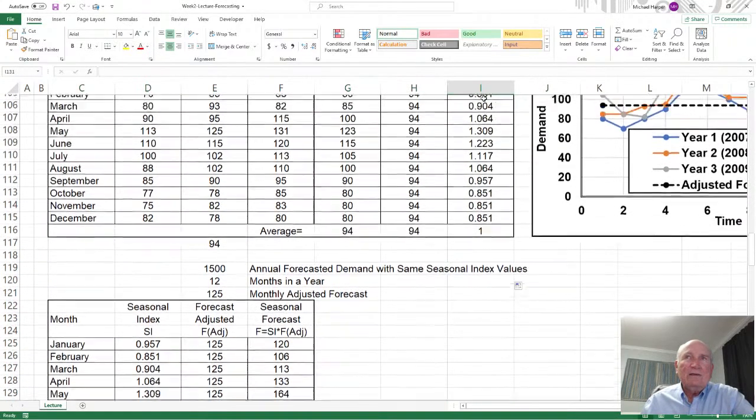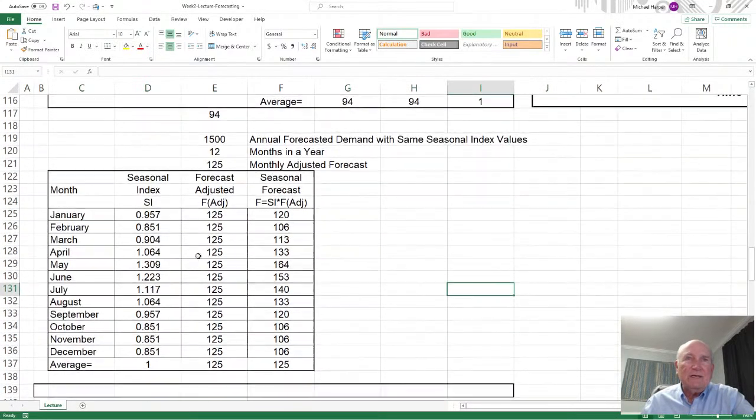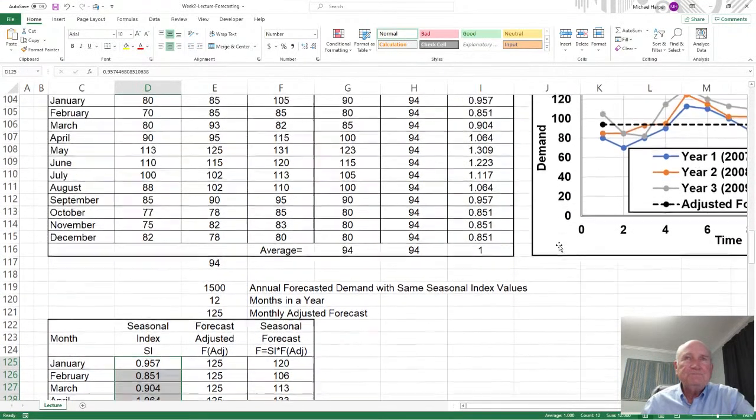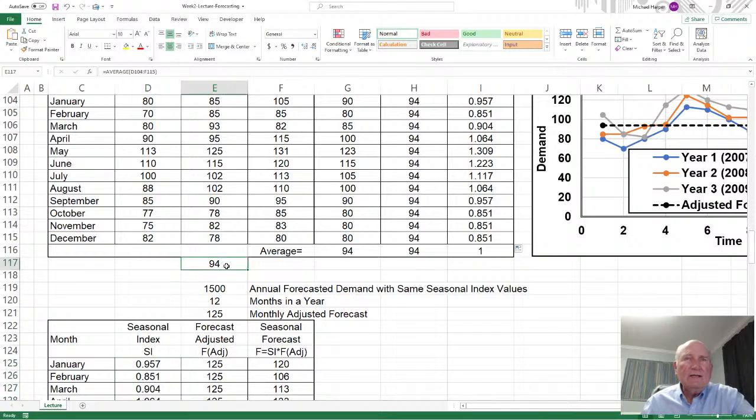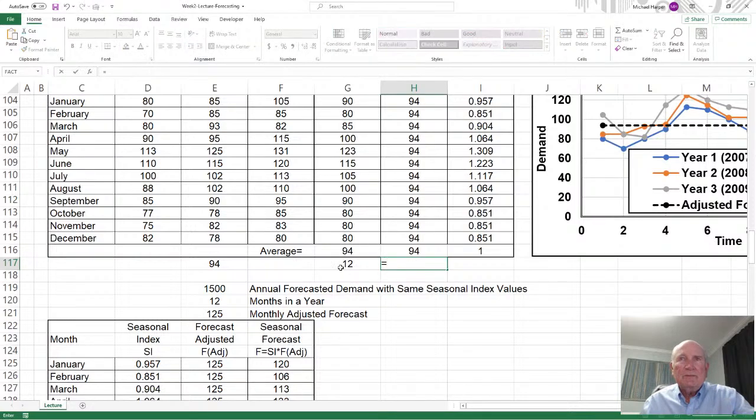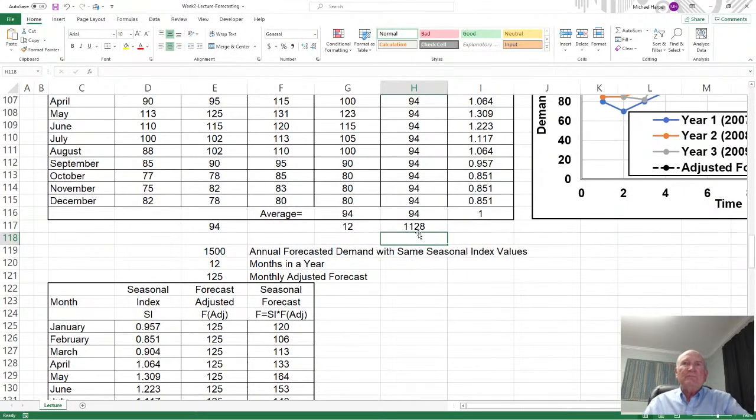Okay, I bring down, here's my seasonal indexes. I bring down the indexes, and then I say, well, if I have 94 every month, and I have 12 months, that's going to be 12 times 94. So my annual demand is going to be 1,128. That's going to be my annual demand next year.